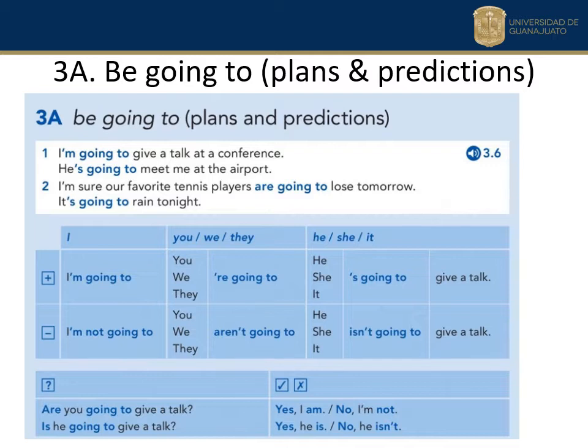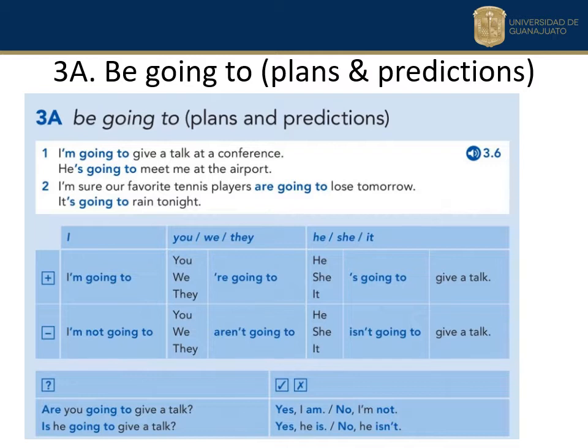On number 2, I'm sure our favorite tennis players are going to lose tomorrow. It's going to rain tonight. Here they are making predictions. Okay? Es la misma estructura, pero el uso es diferente.